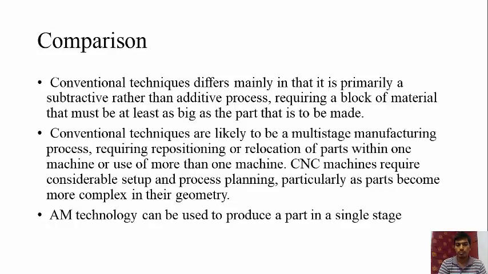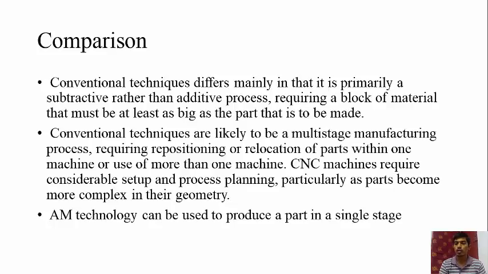The first main comparison difference we can see is that additive manufacturing is an additive process where the material is added slice by slice to make a final product, whereas all other manufacturing processes like cutting, drilling and all are removal processes, subtraction processes where the metal is removed. The second main advantage is as we see with the CNC machines and other conventional techniques.